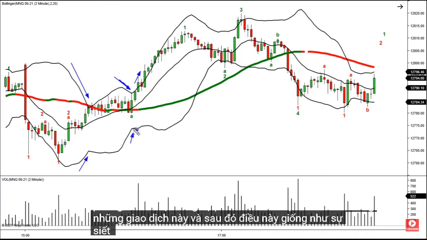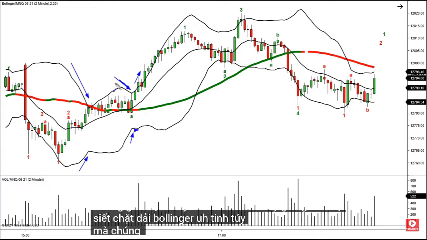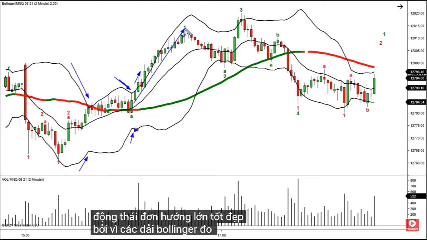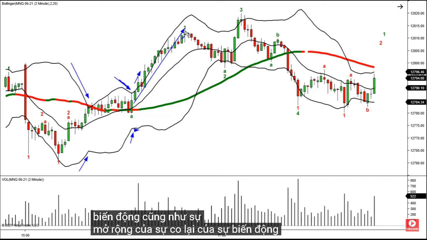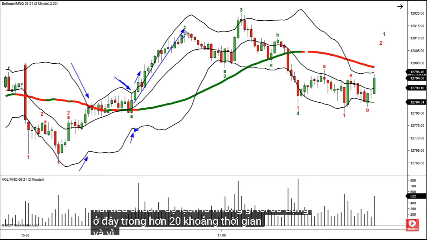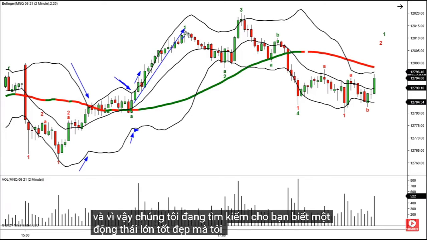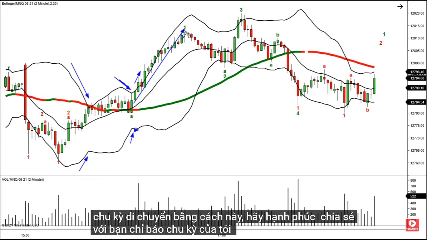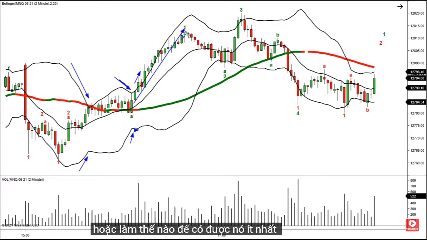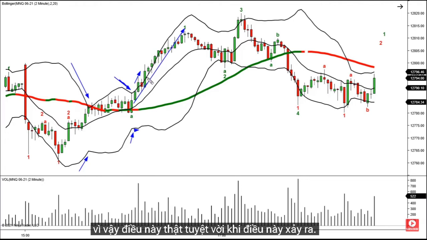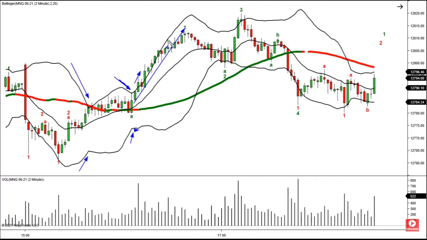And then this is like the quintessential Bollinger Band squeeze. We are looking to get a nice big unidirectional move because Bollinger Bands measure volatility, the expansion and contraction of volatility. It's 2 standard deviations that I use here over a 20 period. And so we're looking for a nice big move. On these, by the way, when we get a big half cycle move, I'd be happy to share with you my cycle indicator a little later, or how to get it at least, for free. So this is awesome. Now, when this happens, this is called riding the band. I believe John Bollinger calls that riding the band.